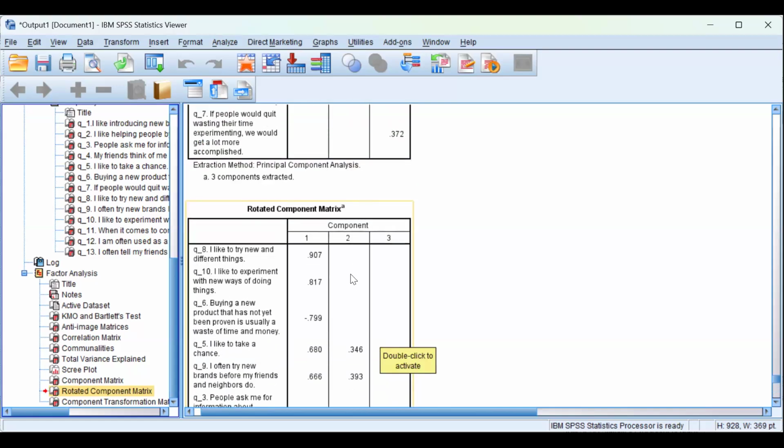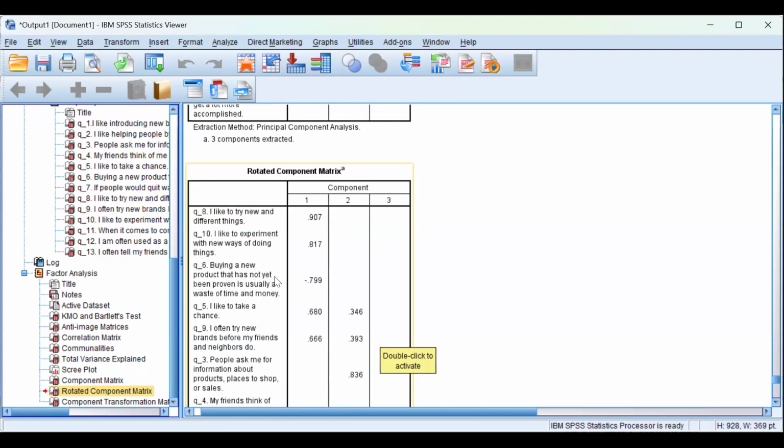Now notice one more thing. Did you see that Q6 has got a negative correlation here, 0.799? So let's check why it has got a negative sign here. If you remember, whenever we make a questionnaire, we make it in one form. By one form, I mean, if you look at the statements, let me just show you the statements once again.